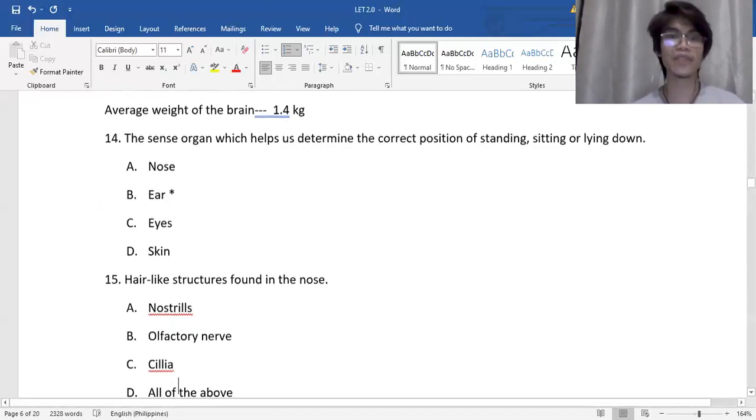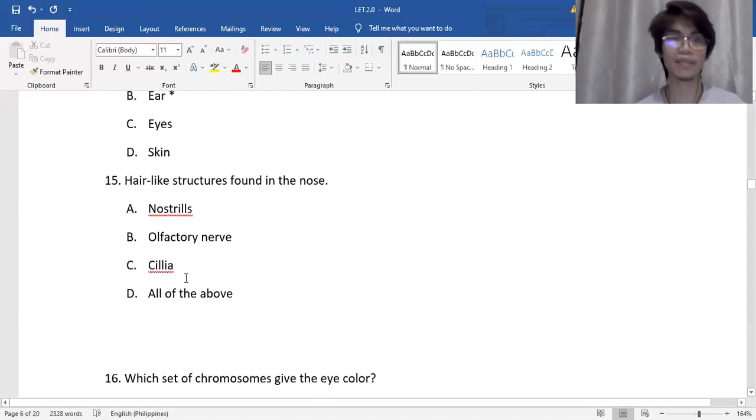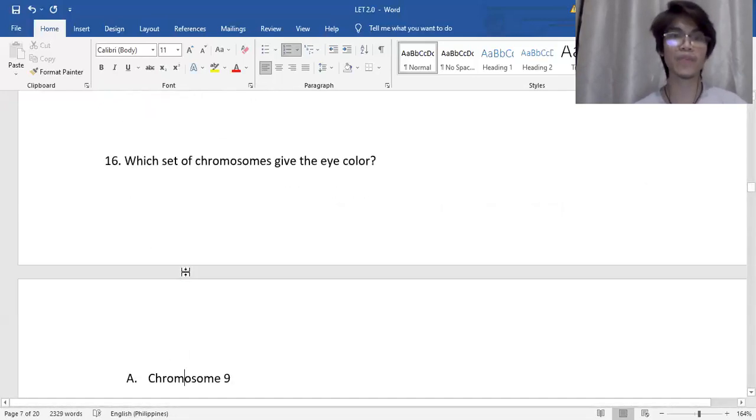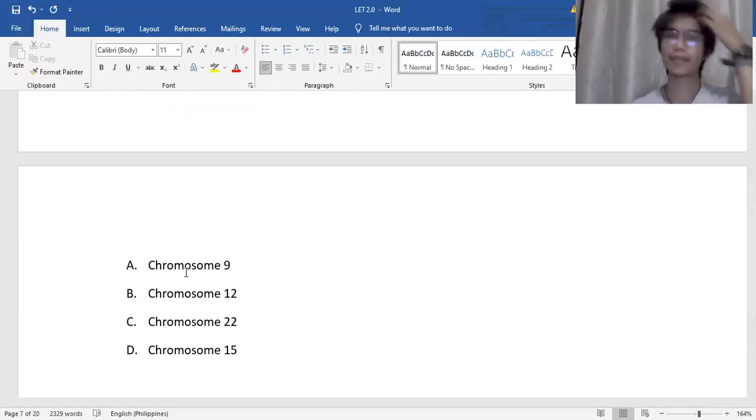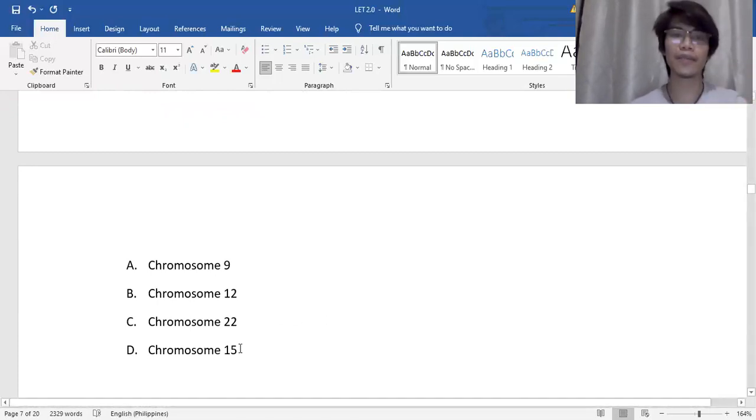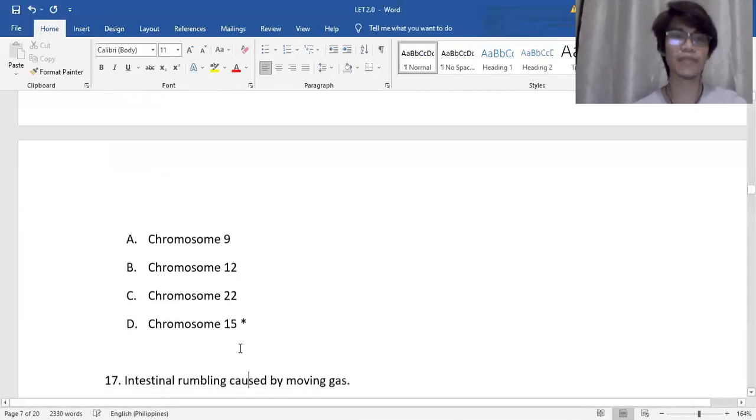Next one, hair-like structure found in the nose, of course, this is cilia. We always see that, cilia. And the next one, which set of chromosomes gives the eye color? The correct answer here is chromosome 15. That is the eye color.